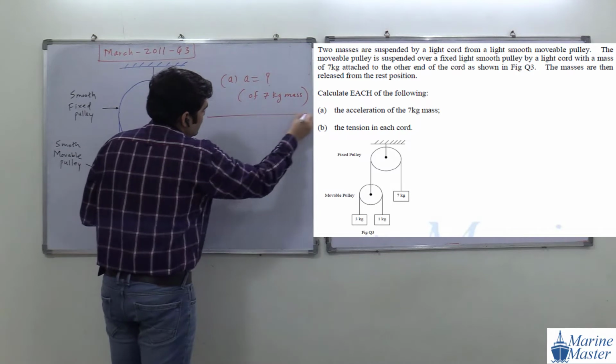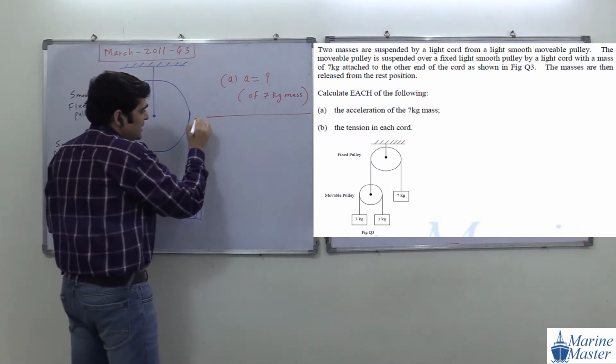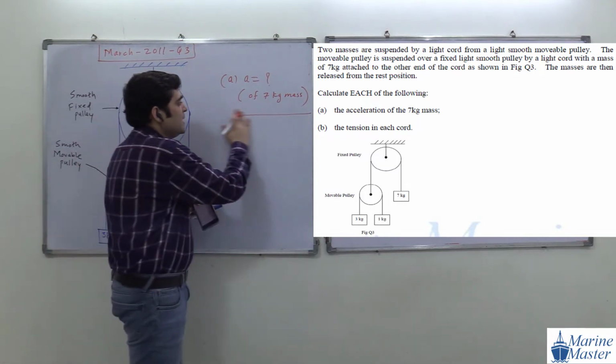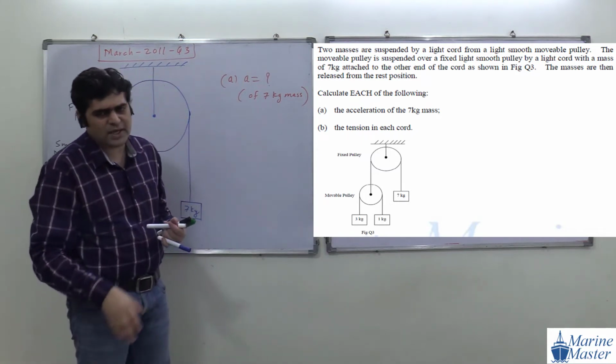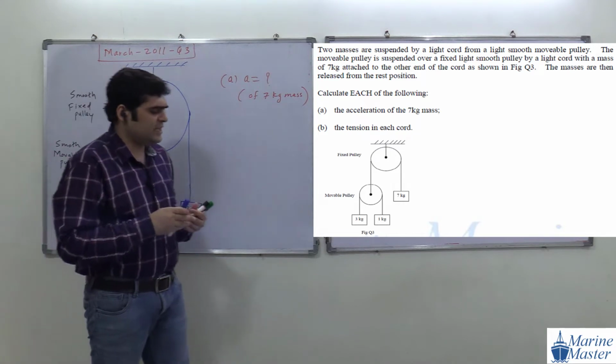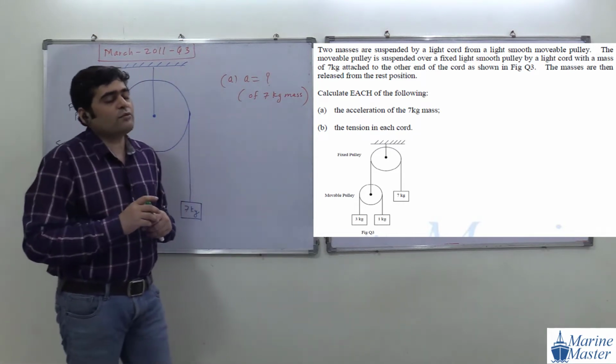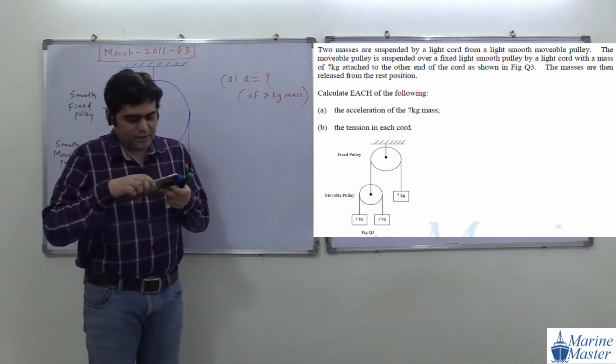Try to see the scenario here, everyone. This is our target in A part. Now how do we deal with this A part scenario? Very simple scenario, guys. In A part, we have to find the acceleration of this 7 kg mass. Now guys, what they are saying in the question, there is one word.